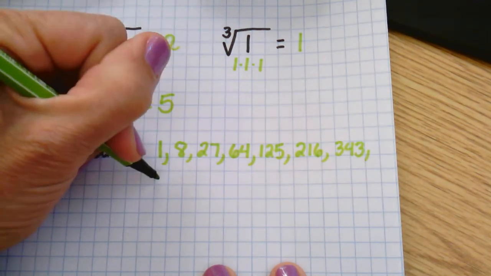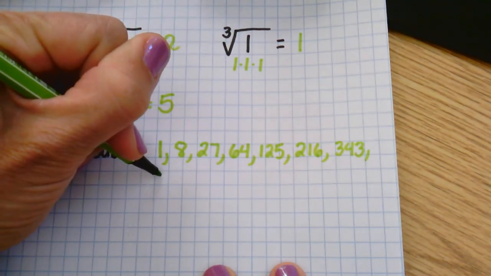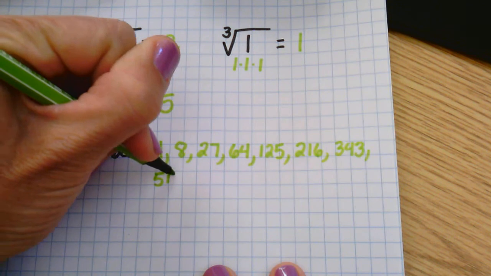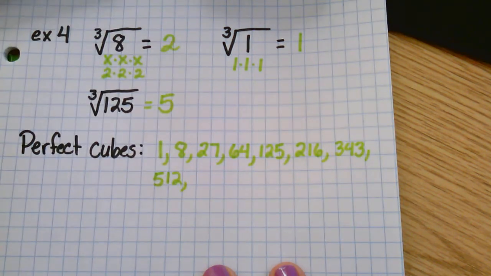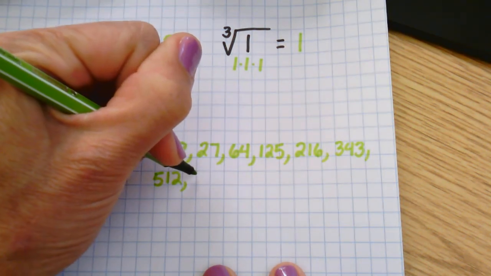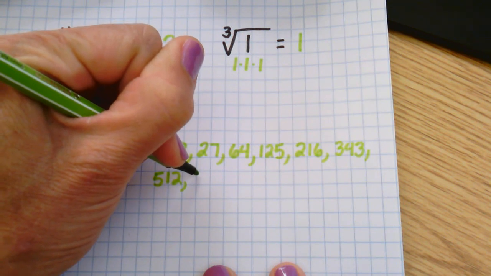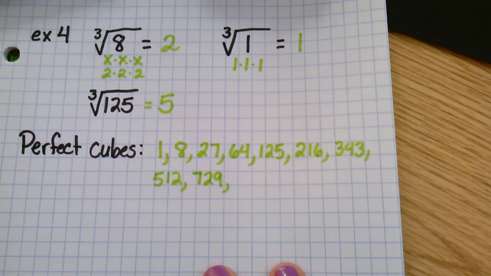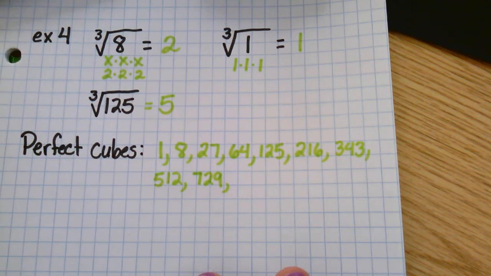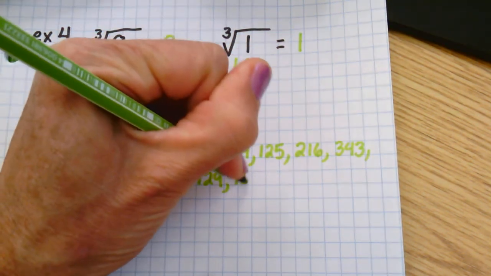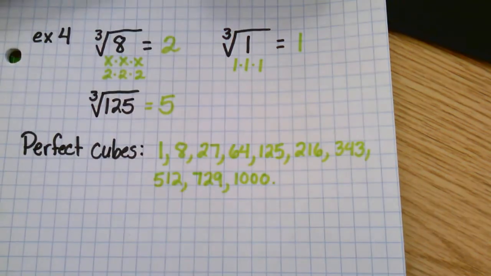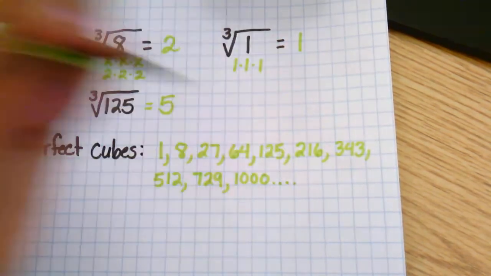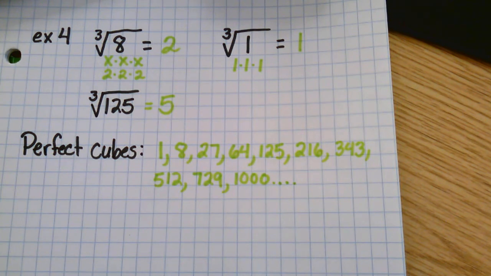8 cubed, 8 times 8 is 64, times 8 again is 512. 9 cubed, 9 times 9 is 81, times 9 again is 729. And we will stop at 10 cubed. 10 times 10, which is 100, times 10 again, which is 1,000. Now that list, I shouldn't put a period there, I should put an ellipsis because we could keep going and going and going.